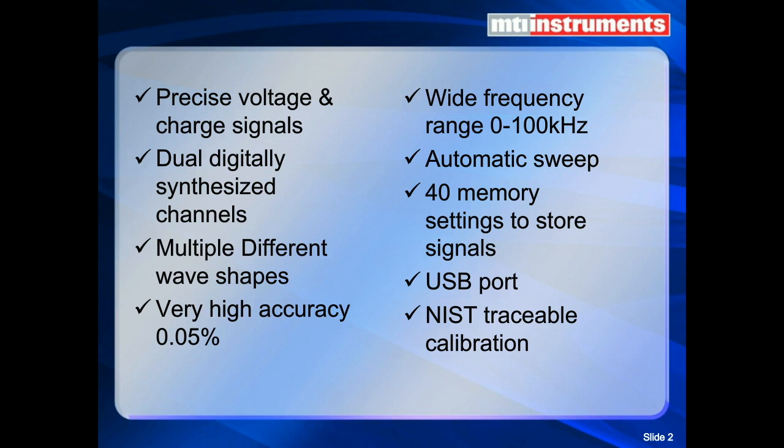There's 40 memory settings. If you have particular setups that you would like to keep, you can store those in memory locations so they're easy to recall. And they're non-volatile memory, so if the battery dies, they stay in there. It has a USB port. MTI uses that to calibrate the instrument, and it can also be used to remotely control the signal generation. And of course, we're NIST traceable calibration, and we provide a calibration certificate with these sensors when we send them out.